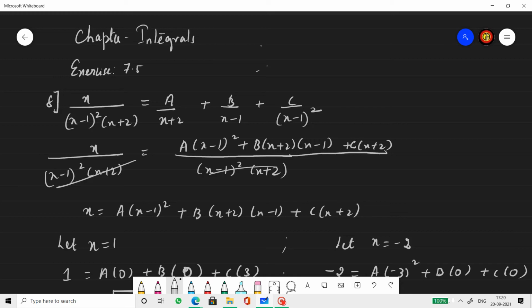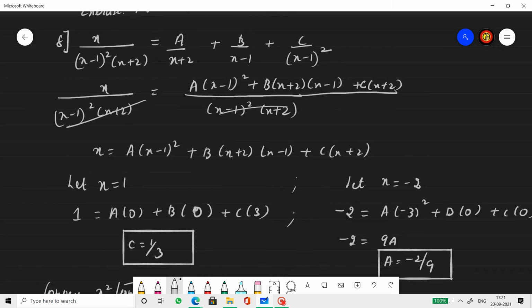Good evening, everyone. In today's class, we're going to cover the remaining sums of 7.5 based on partial fractions. This is question number 8, which is x divided by (x minus 1) the whole square times (x plus 2). So we have a square term and a linear term. We break the sum in this form: A by x plus 2, B by x minus 1, C by (x minus 1) the whole square.